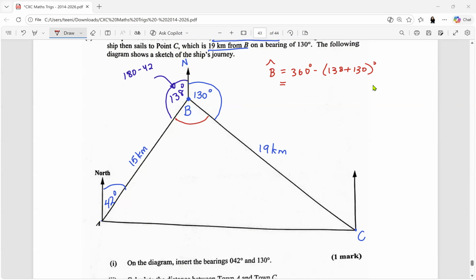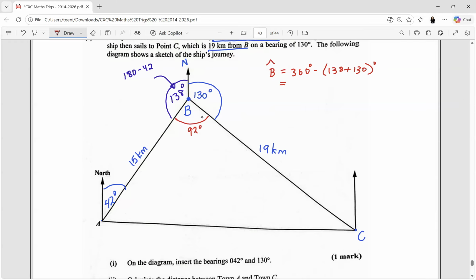I still think it's 122. I got 92. Oh, no, I'm wrong. Let me see. So I think you worked it out wrong. It's 92.